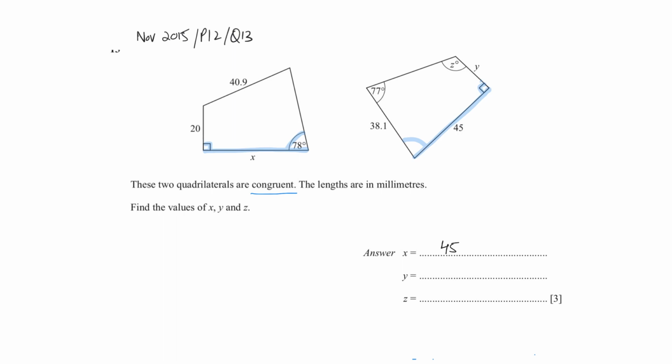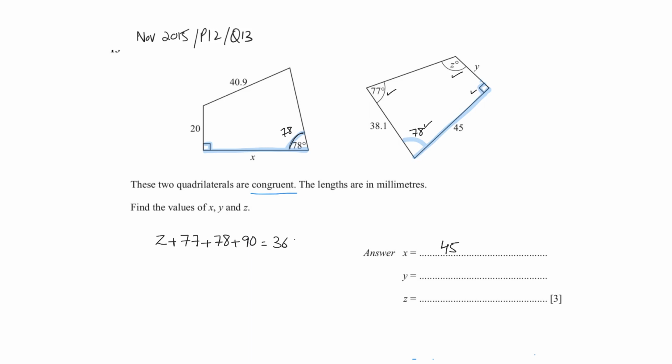Moving on, as far as the angles are concerned, the corresponding angles are equal. So if this angle is 78, then this angle must also be 78, because these two are the corresponding angles. Now we have a quadrilateral in front of us in which we know all the angles except for z. So when you sum up all the angles in a quadrilateral, the sum must be equal to 360.